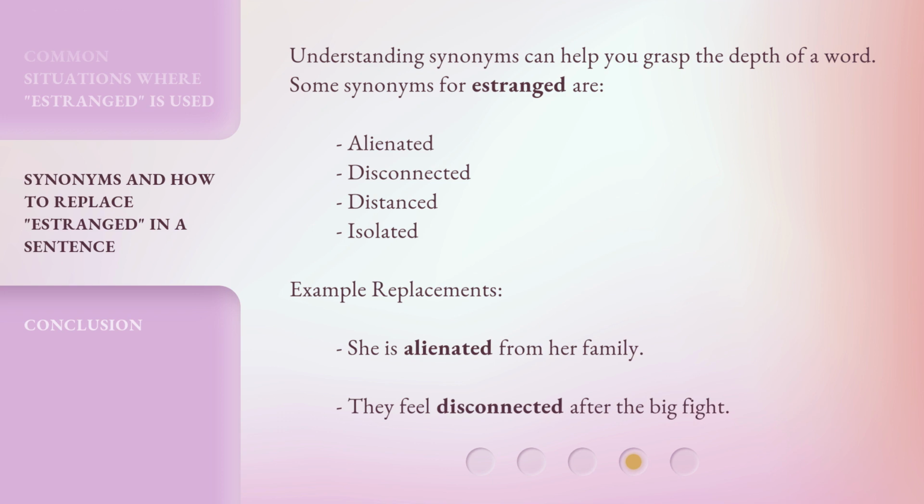Understanding synonyms can help you grasp the depth of a word. Some synonyms for estranged are alienated, disconnected, distanced, isolated. Example replacements. She is alienated from her family. They feel disconnected after the big fight.